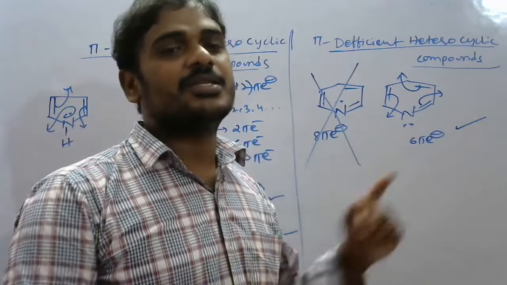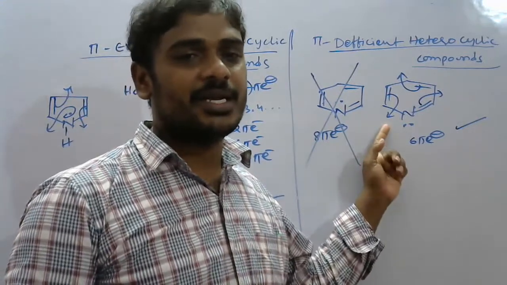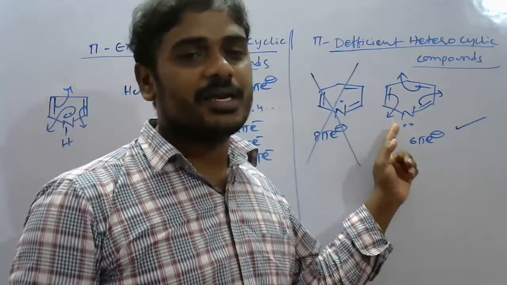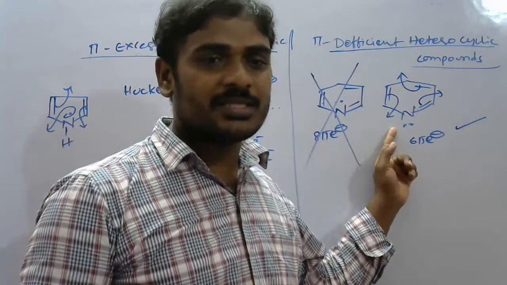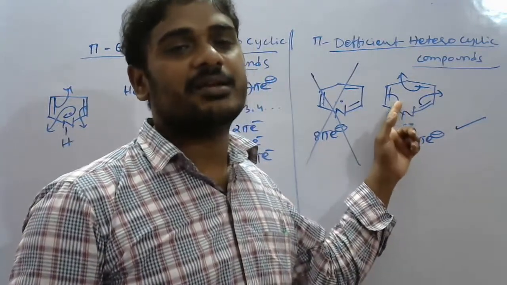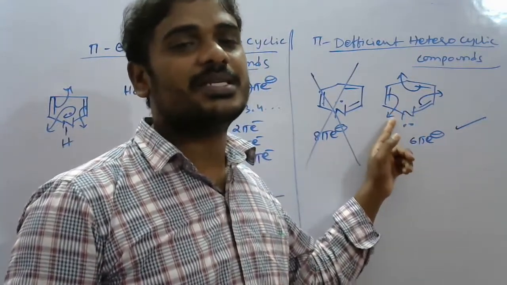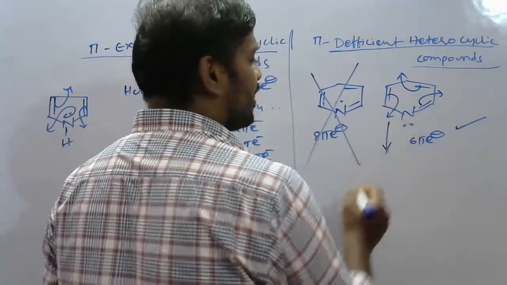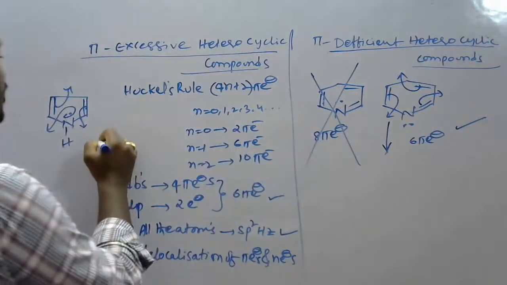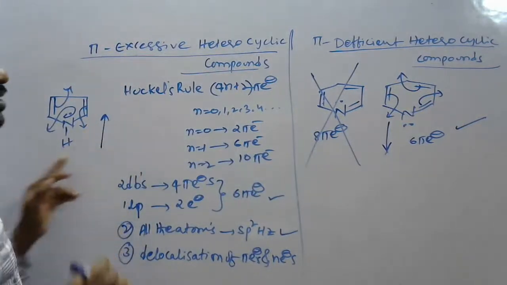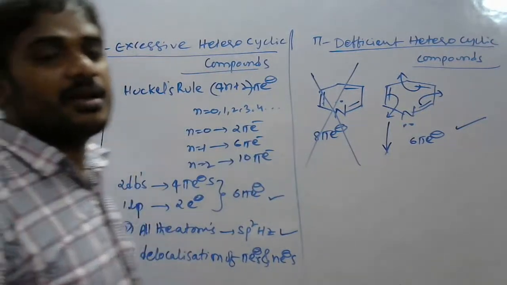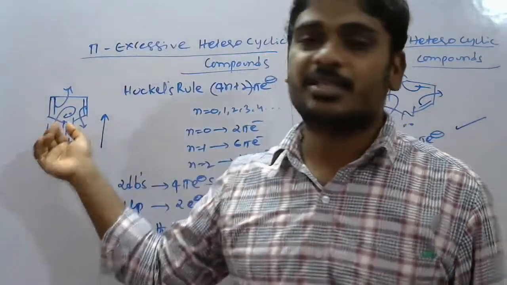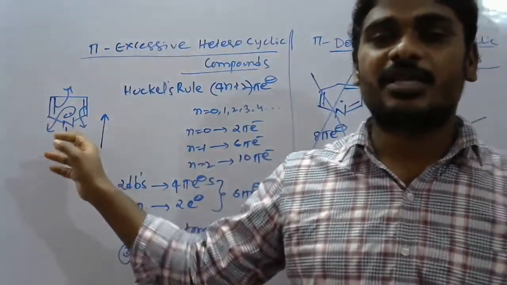Therefore, this is a pi deficient aromatic heterocyclic compound. Why pi deficient? The lone pair of electrons is not involved in the ring. This lone pair is present outside, so it causes electron withdrawal. Inside the ring, the lone pair donates electron density to the ring. So the lone pair of electrons contributes electron density to the ring system.